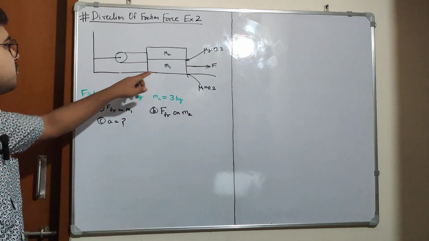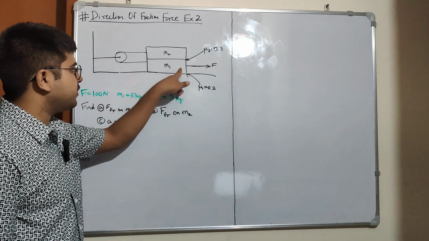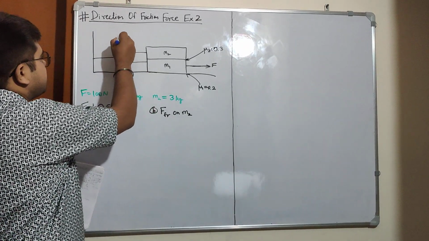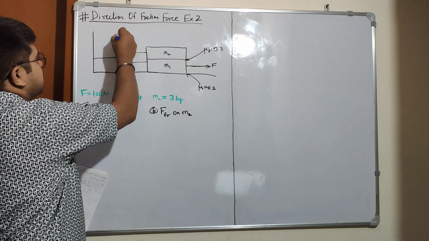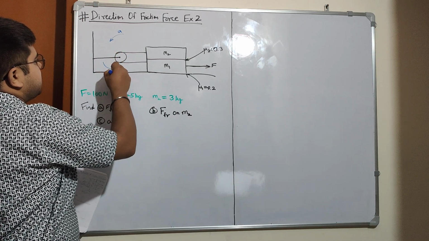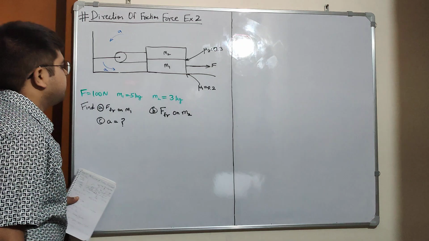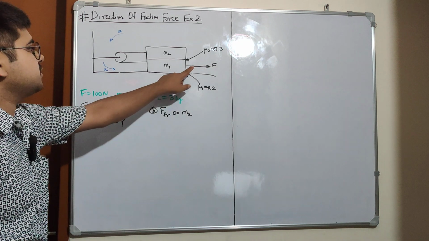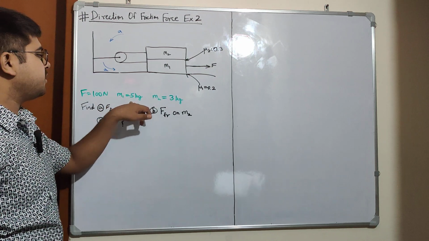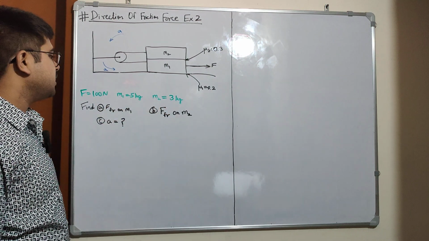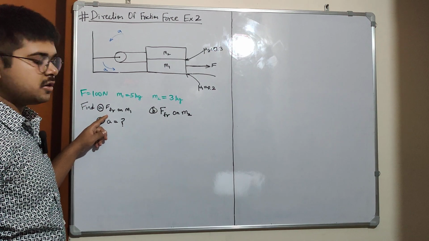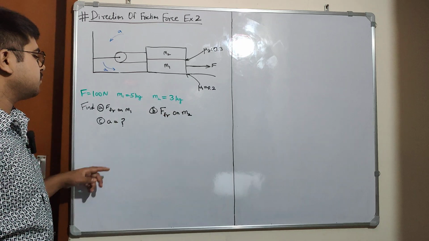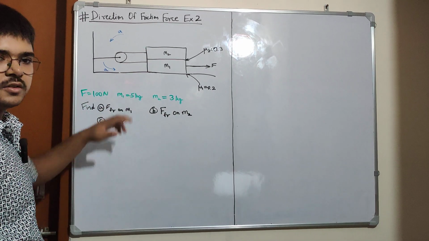and we are also given the force applied at m1. So this arrangement will move like this. The acceleration will be in this direction, and we are given the force F is 100 Newton, m1 is 5 kg and m2 is 3 kg. We have to find the friction force on m1 and friction force on m2 and also the acceleration of the system.